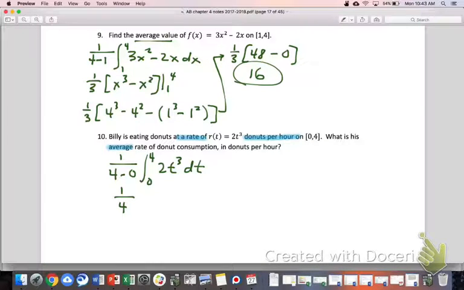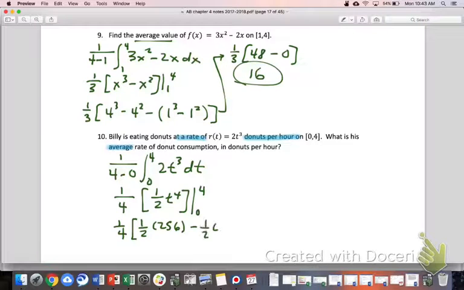Hey guys, let's make sure your notation is rock solid. We don't want to have any people going off the rails as far as notation, making up stuff. Obviously, 4 minus 0 is 4. Your antiderivative would be 1/2 t to the 4th, evaluated from 0 to 4. When we plug in the 4, 4 to the 4th is 256, so it'd be 1/2 of 256, and then thankfully minus 1/2 of 0, which makes it easy. Half of 256 is 128, and 1/4 of 128 is 32 donuts per hour.